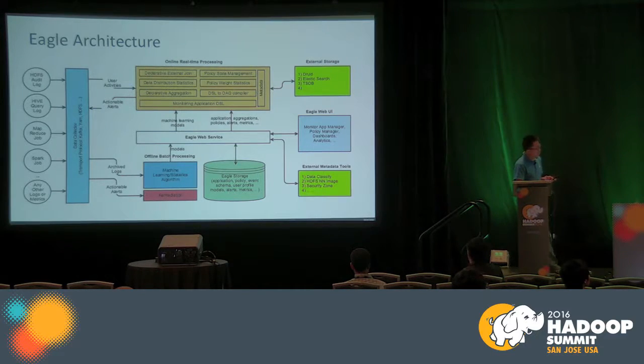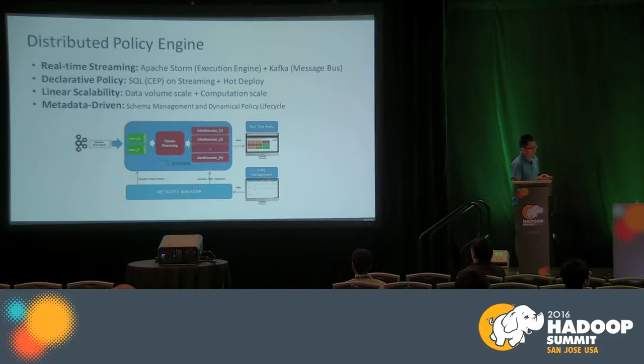Okay, so we are going to get into more detail about this core component, the policy engine. Basically, this policy engine is real-time streaming processing. So we adopt Apache Storm as our default execution engine, and of course Kafka as our message bus. And the core concept here is what kind of rule or policy the user can define on top of this policy engine.